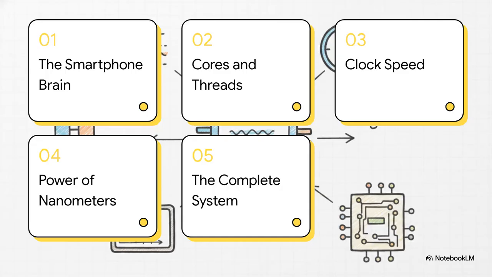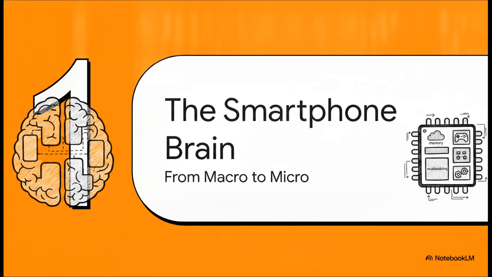So, here's our roadmap. We're going to systematically decode everything here. We'll start with the smartphone's brain, break down cores and threads, look at clock speed, explore the power of nanometers, and finally, piece together the complete system. All right, section 1, the smartphone's brain. We're going from macro to micro.